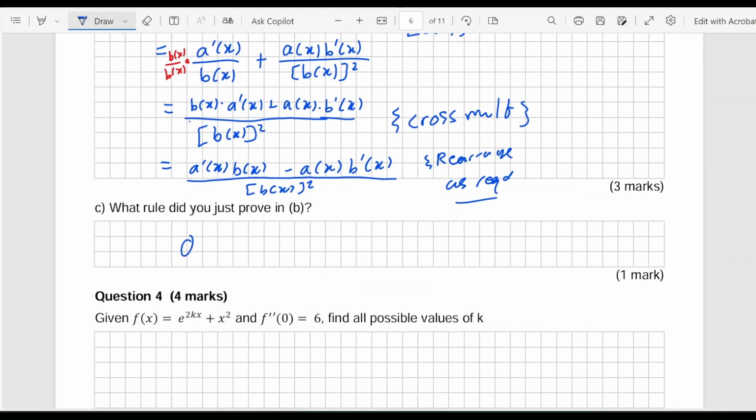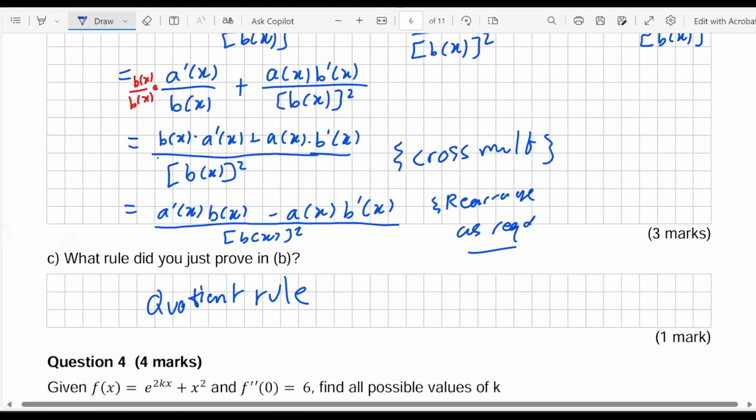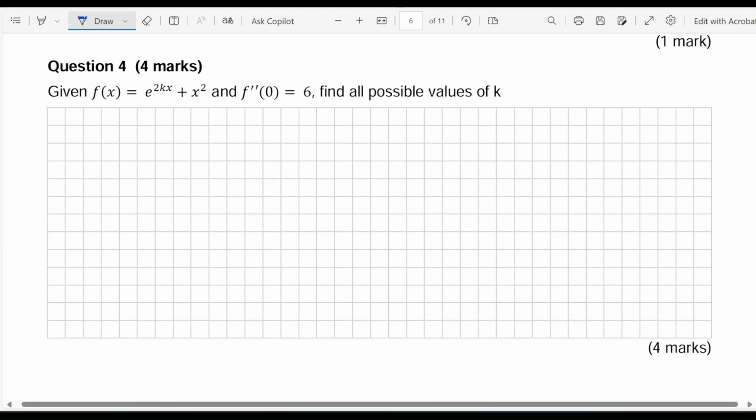What rule did it prove in b? It is actually the quotient rule that we just proved. Wonderful. u'v minus uv' over v squared. It's just we're using a's and b's rather than u's and v's. All right, next we have this function.